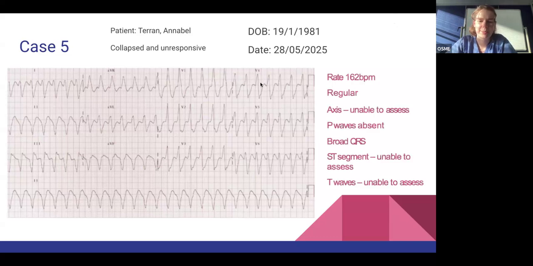So Annabelle Terran is also not having a great day. Her rate is 162 beats per minute. Again, don't freak out if you see this sort of thing. With this structure, you can at least start to describe it because it looks terrifying, but give it a go. The rate is 162 beats per minute, so she's tachycardic. The rate is regular, unable to assess the axis because there are no clear QRS complexes that you know mean anything. The P waves are absent, the QRS is very broad, can't assess the ST segment, and neither can you assess the T waves.